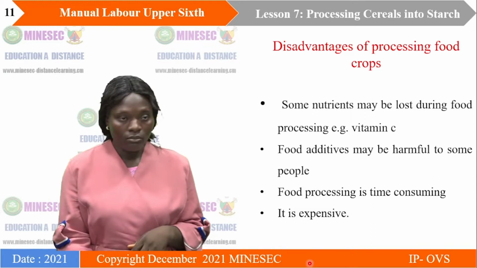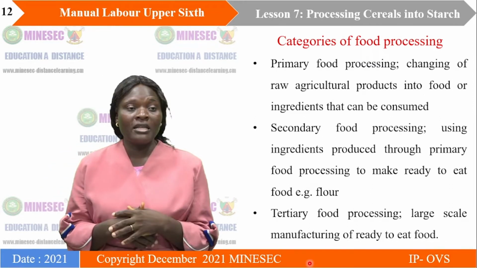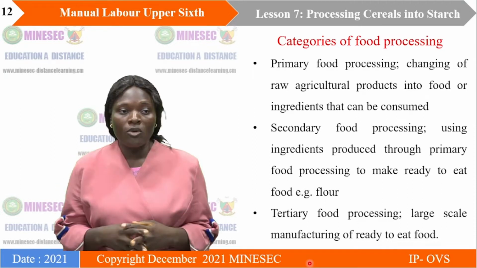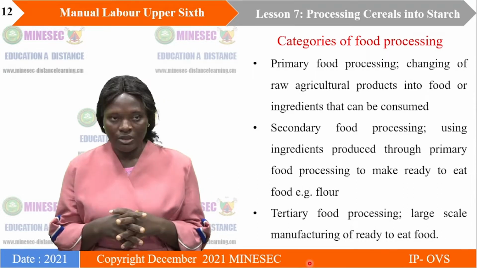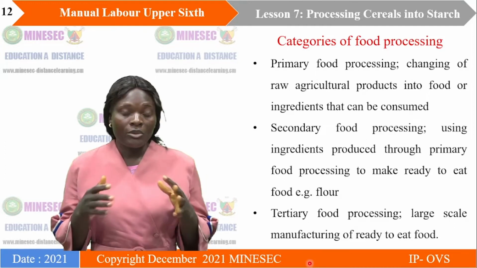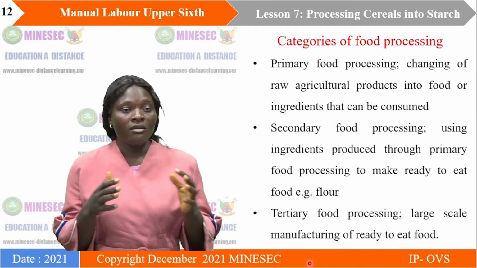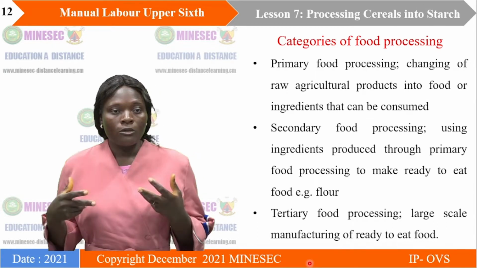Okay, let's look at categories of food processing. Food processing is in three main categories. You have the primary food processing, which is changing raw agricultural products into food or ingredients that can be consumed. For example, when you change cereal into starch, it can be consumed by using it as a spice to thicken soup or to starch your dress.